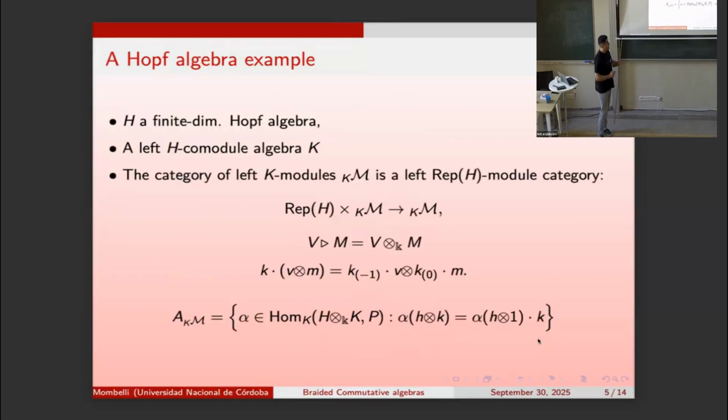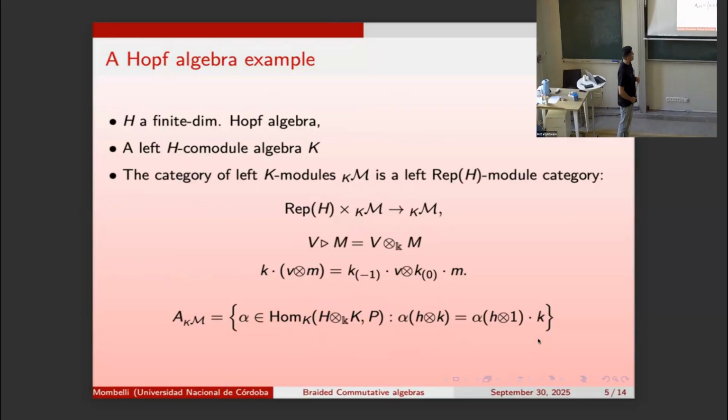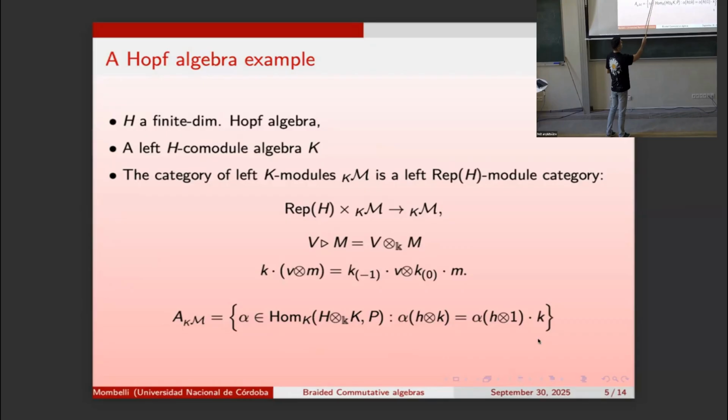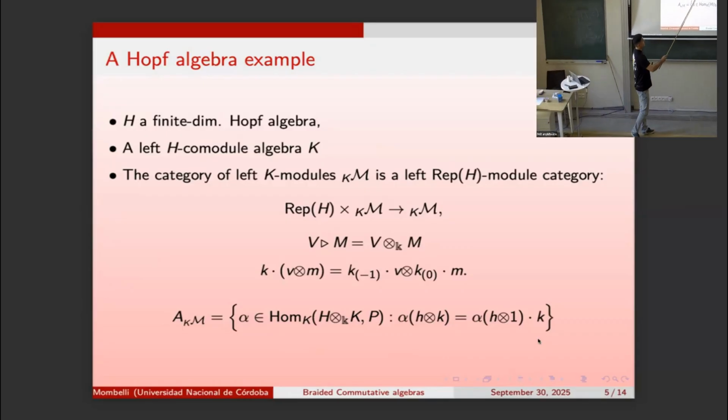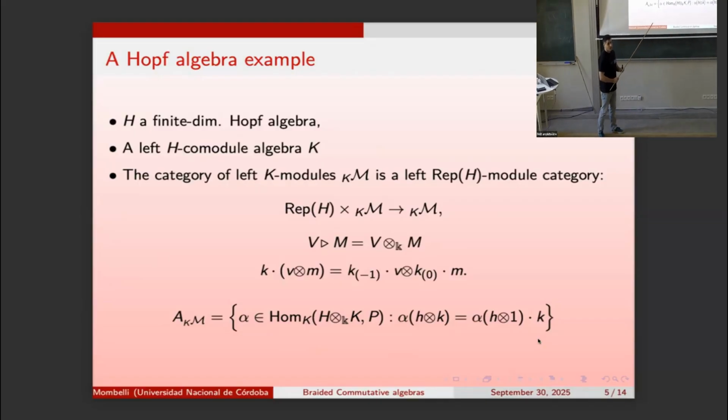And okay, I will say something later about this algebra, but I want to show you some examples, some particular example in the case of Hopf algebras. So if H is a finite dimensional Hopf algebra, and you want to compute some examples, you need to say what module category of the category of representations of this Hopf algebra. So you take an H-comodule algebra, K. So the category of finite dimensional K-modules is a module category of the category of representations of H with action given by the tensor product over the field. So this is the action functor. But then you have to say how K acts on this tensor product, and the action is given by the coaction of K as an H-comodule.